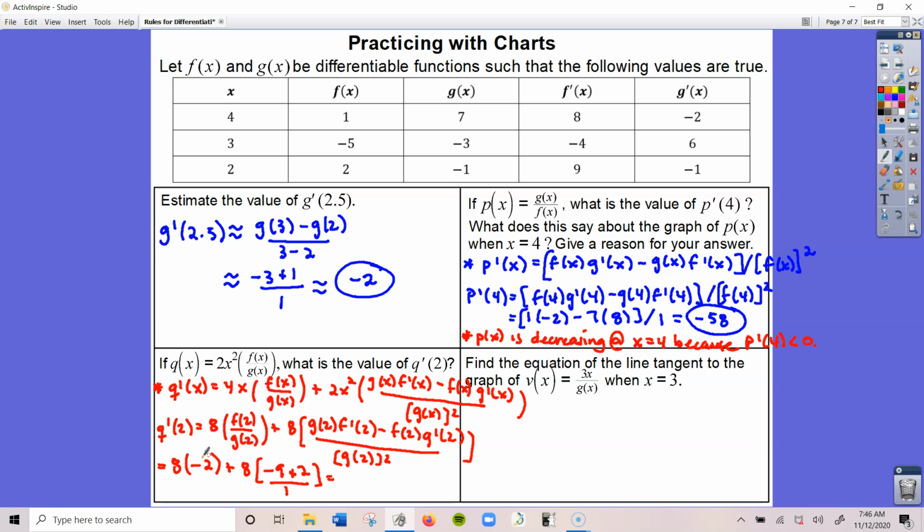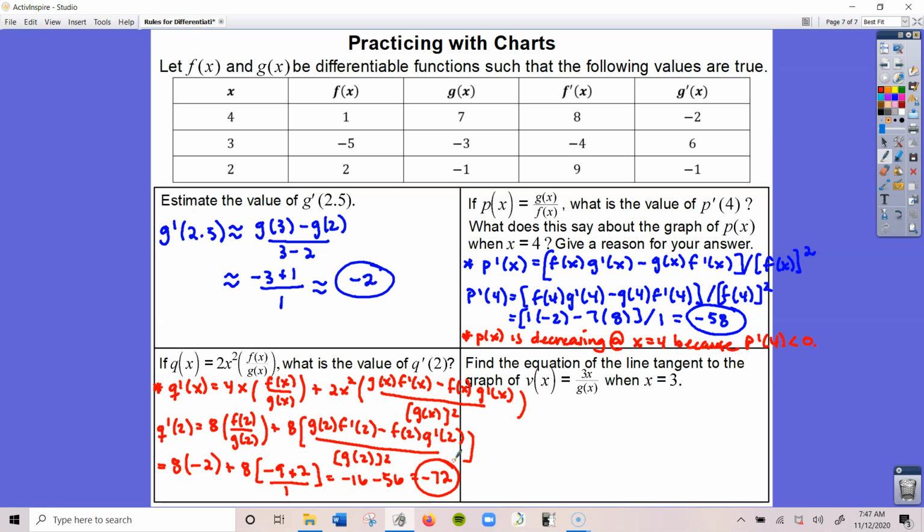So what this gives me here is negative 16, and then 8 times negative 7, because negative 9 plus 2 is negative 7, is negative 56. And negative 16 minus 56 is negative 72.